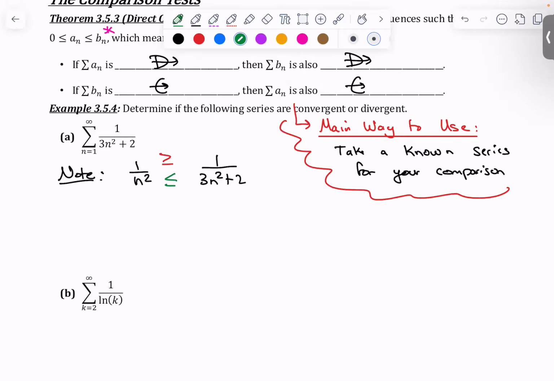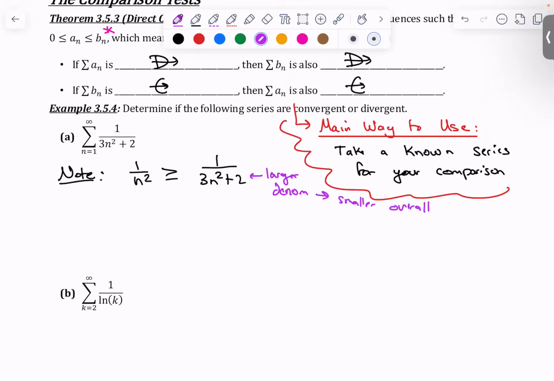Savannah says red. We all agree? If you don't agree, let's work through it. 3n squared plus 2 is a larger number than n squared. It just has to be. So that's a larger denominator, which means an overall smaller number. So it's the red. Note, that's true. And we can write larger denominator, smaller overall.